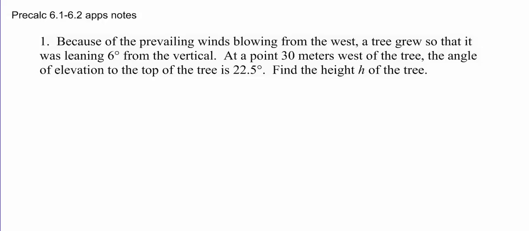It says, because of prevailing winds blowing from the west, a tree grew so that it was leaning 6 degrees from the vertical. At a point 30 meters west of the tree, the angle of elevation to the top is 22.5 degrees. Find the height of the tree.